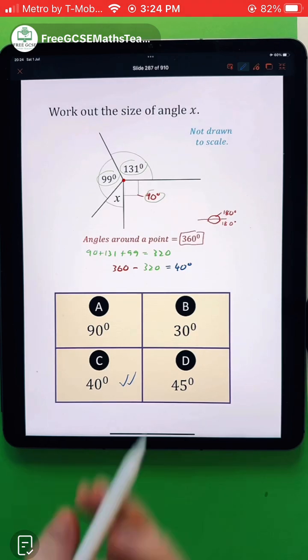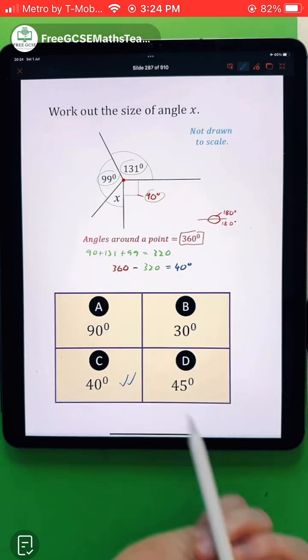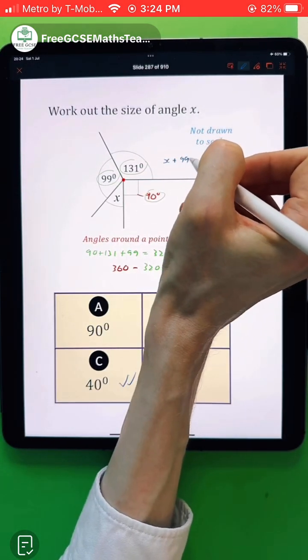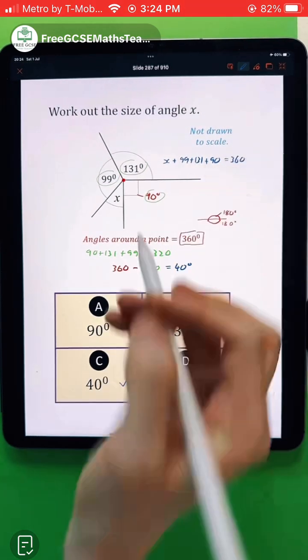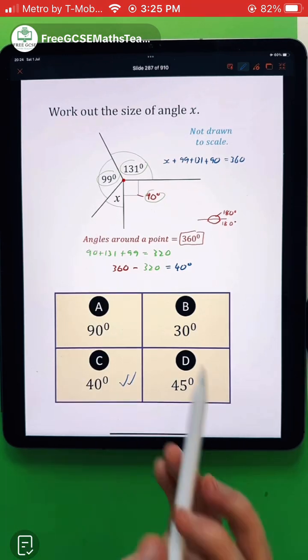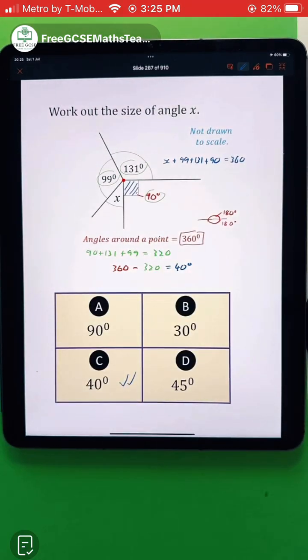That is correct. If there was more than one missing angle, you could use algebra. So you could actually form a linear equation. For example, here you could write X plus 99 plus 131 plus 90 equal to 360 and solve that way. If there's more than one angle missing, always use algebra. If there's only one angle, obviously you can just add up the angles you know, subtract from 360, and that's going to give you the missing angle. Don't forget a square always represents a 90-degree angle.